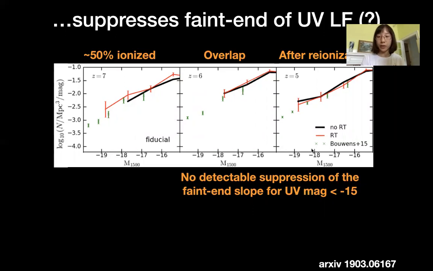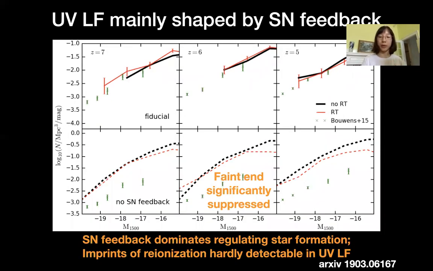So what is the reason for this non-detection of the suppression of the faint end slope due to photoheating feedback? Well, we have to recall that it is not just photoheating feedback that shapes the faint ends, there is also the supernova feedback, which actually dominates the regulation of the star formation process. And so what if we run a simulation without supernova feedback? Well, we did that, and the results are shown in the bottom panels here.